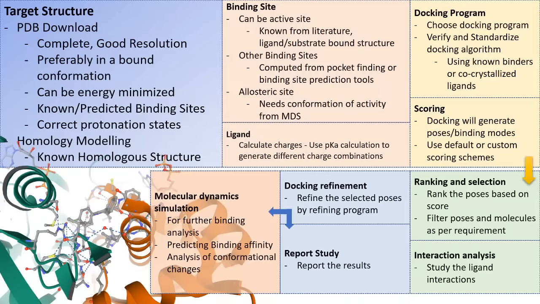Then look for the known binding sites if they are already described in the literature, or if the pre-bound ligand is present. And make sure, especially for amino acids like histidine and glutamic acid, all those charged residues, the protonation states are correct as per the required pH conditions. Usually this information is already there in PDB, so you don't have to worry about it. But in some cases, you may have to do this.